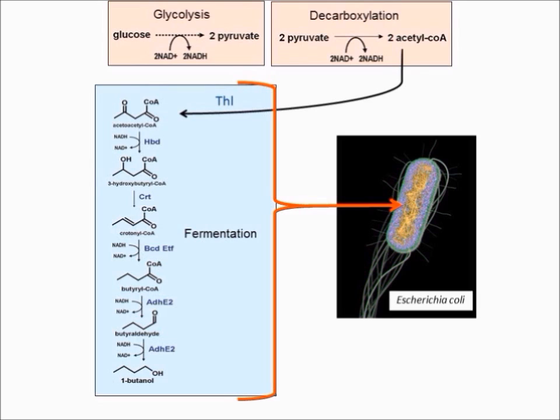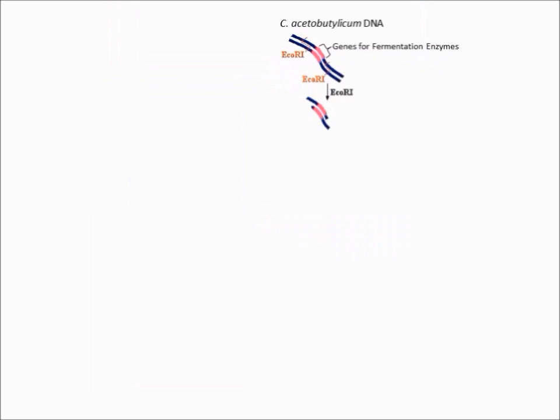So, how exactly did scientists insert genes from C. acetobutylicum into E. coli? Scientists can insert DNA from one type of bacteria into another through a series of steps collectively known as recombinant DNA technology. The first step in recombinant DNA technology is the removal of a gene or genes of interest from a particular organism. In this case, the C. acetobutylicum genes that code for the enzymes involved in fermentation were removed using restriction enzymes such as EcoR1.